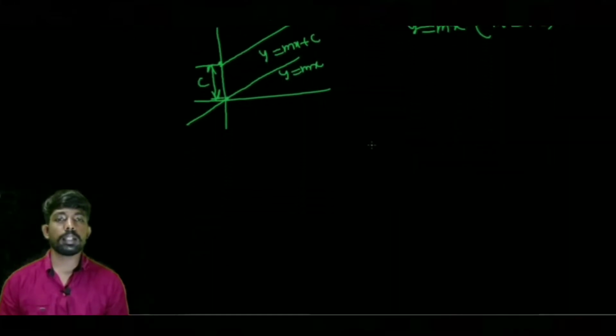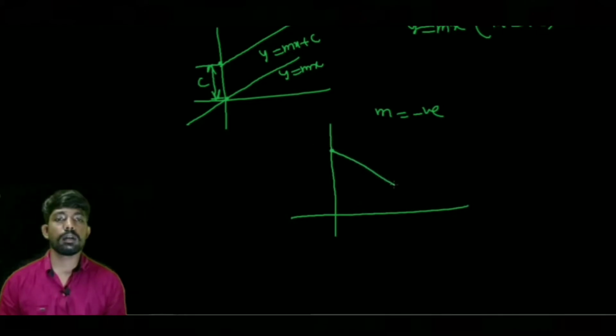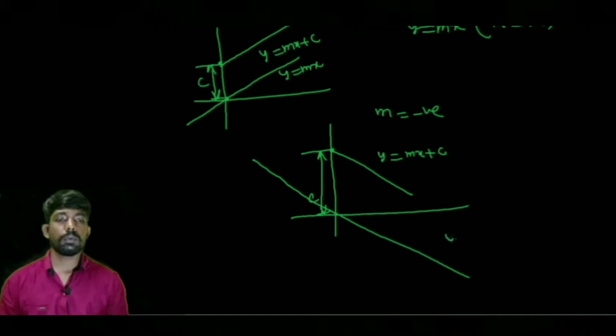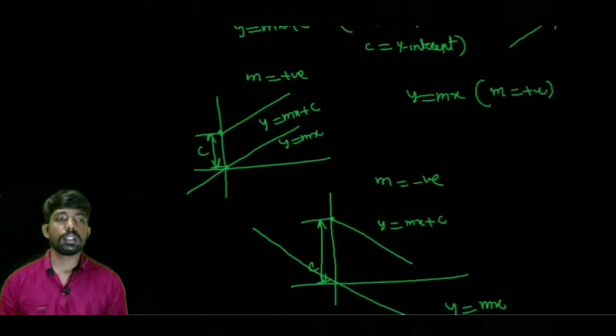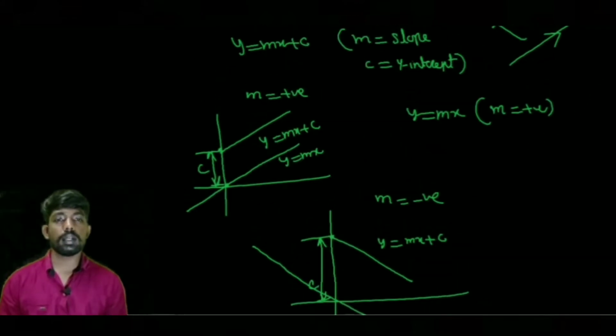Now when the slope is negative, what is the case of those two lines? Then I am plotting here. This is the y-intercept c, y is equals to mx plus c. Next, this is the line y is equals to mx. Sir, how did we get these lines? How are you able to project those lines?